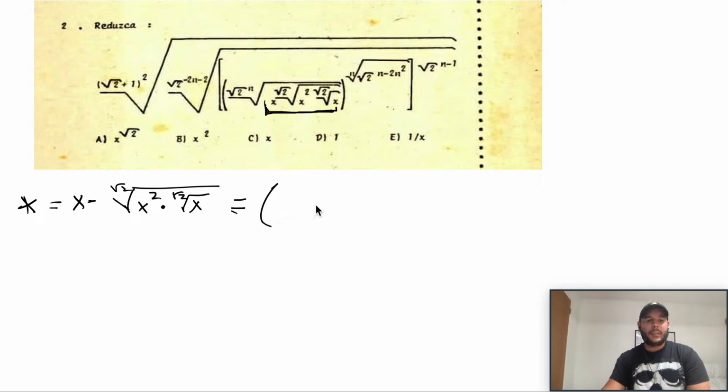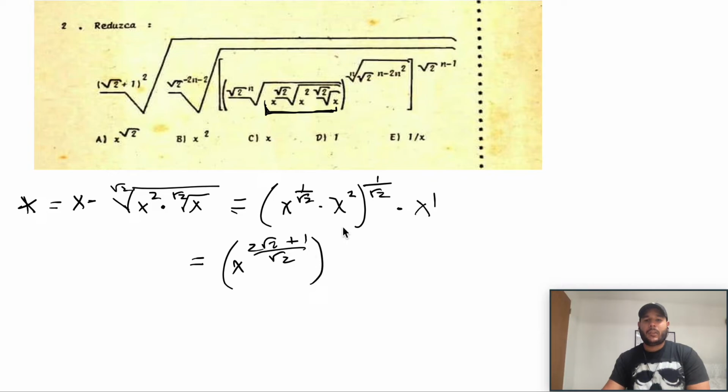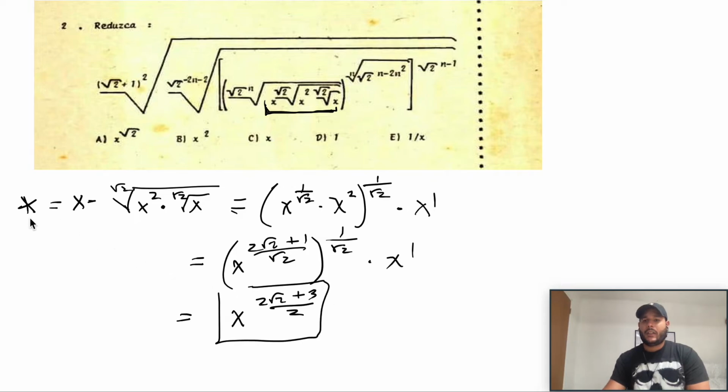Notice this is the same as x to the 1 over square root of 2 times x to the second power elevated to now 1 over square root of 2 times x to the first power. We must now add the exponents, so we obtain x to the 2 square root of 2 plus 1 over square root of 2, elevated to 1 over square root of 2 times still x to the first power. And if we use our property of exponents and we add that 1 at the end, we obtain x to the 2 square root of 2 plus 3 over 2. All right, so remember this stuff right here is star.